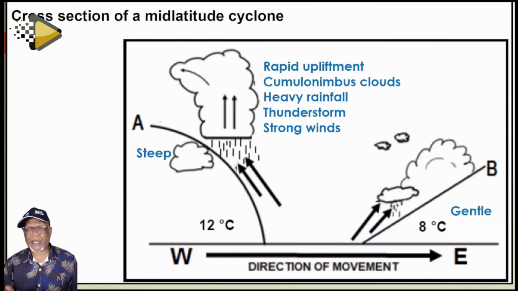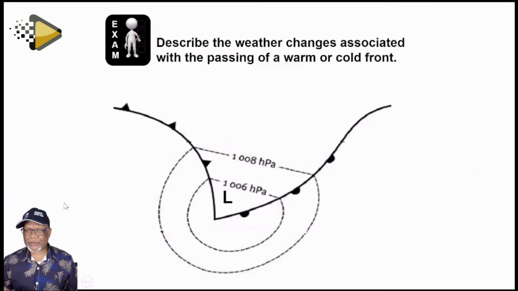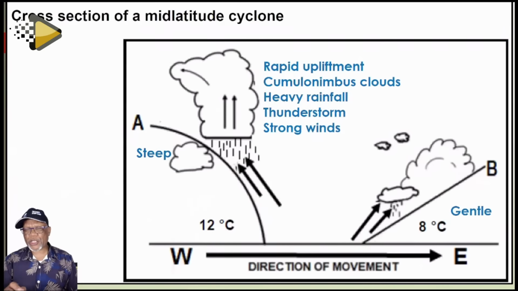What do we have here? This is a diagram of a cross-section of a mid-latitude cyclone, a cross-section. So what is this now called? This one is called a plane view. And you must know when you're drawing a plane view, you must indicate the symbols. But when you draw a cross-section, you do not indicate the symbols.